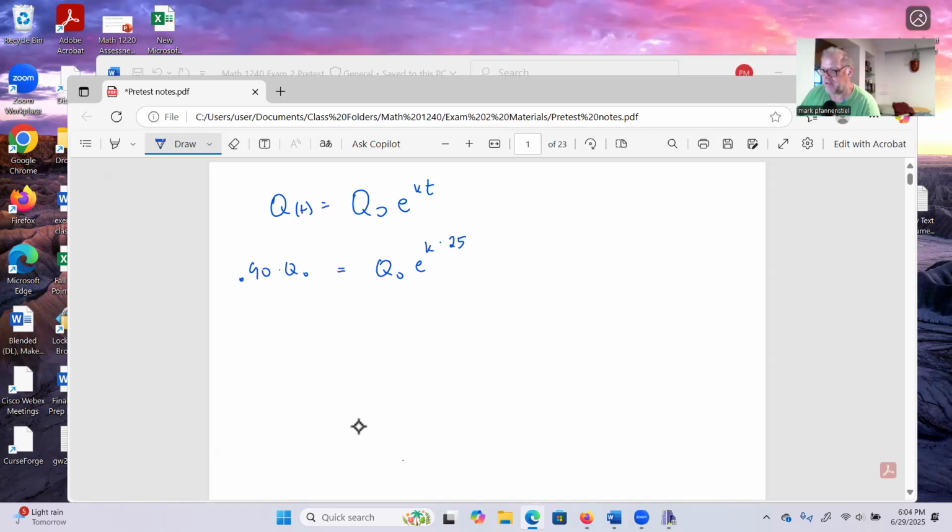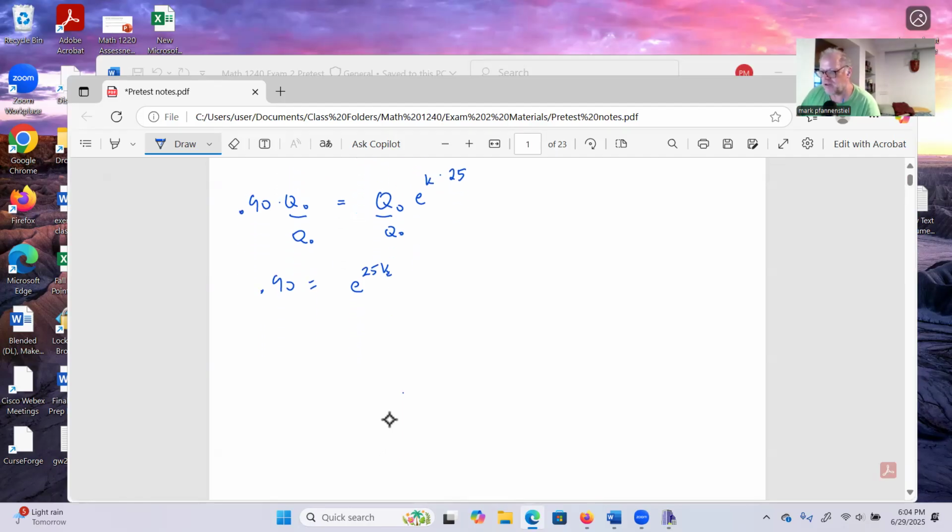We're going to solve for k. So the first thing I'm going to do is divide both sides by Q0, and I've got 0.90 equals e to the 25k, and we're solving for k. So there's a variable in the exponent position. How do we get it down? We take a natural log of both sides.